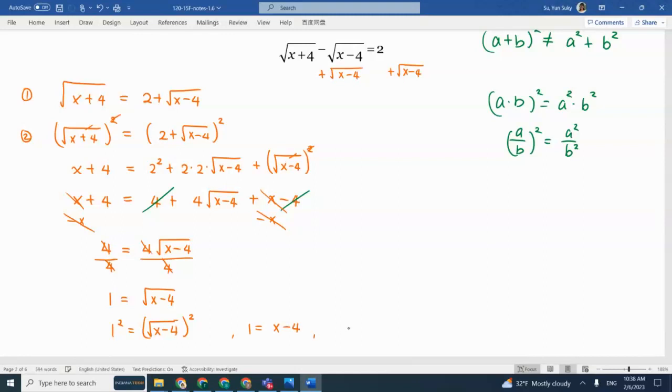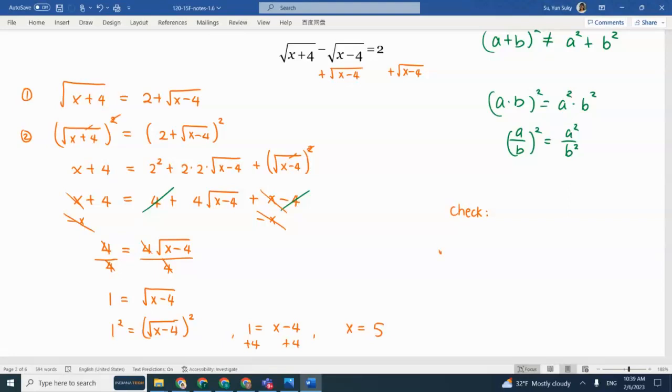What's x? What is x? 5, exactly. Yeah, we add 4 on both sides. We get x equals 5. Okay? Are we done? Now make sure you check. By checking, that means we need to plug into the original equation and see if it works.